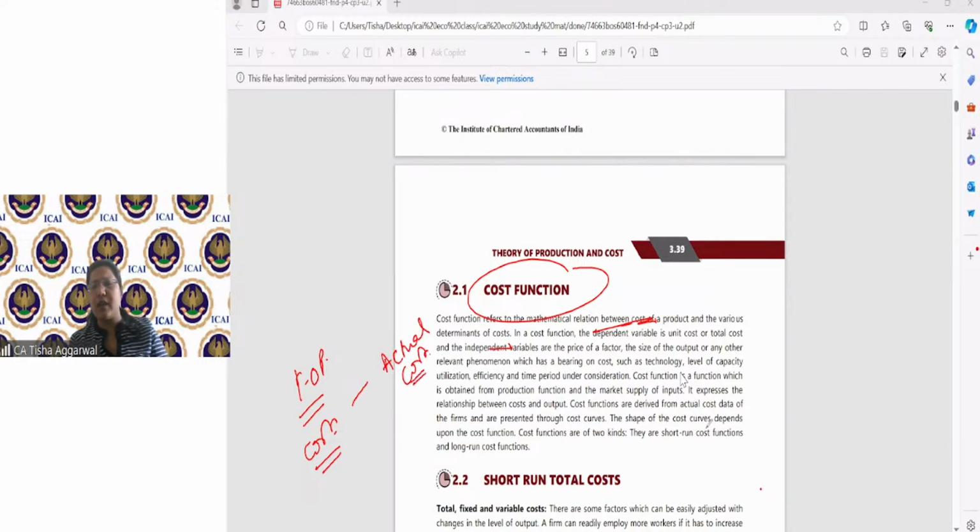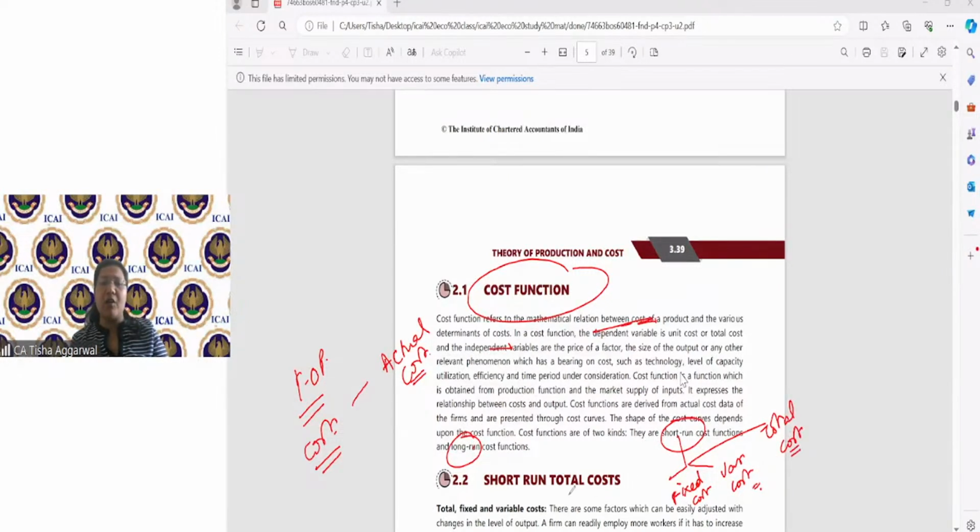Okay, so there are two kinds, short run and long run. Again, we'll take it. Short run cost has fixed cost, variable cost, and obviously the summation of both, total cost.